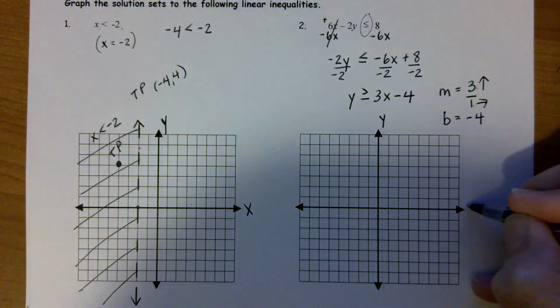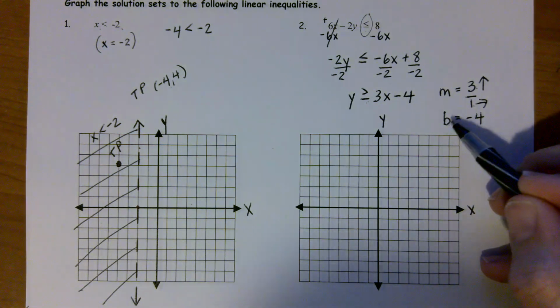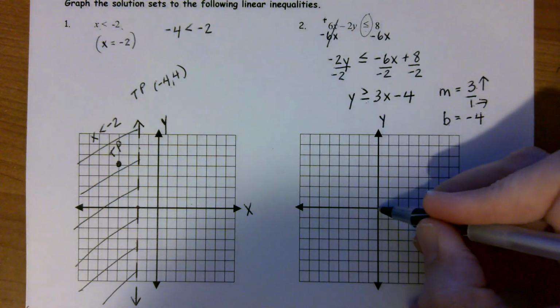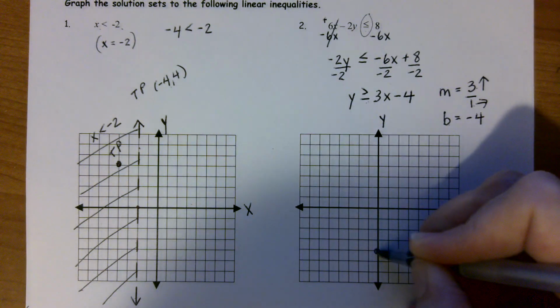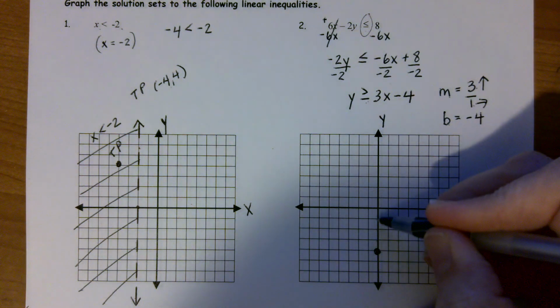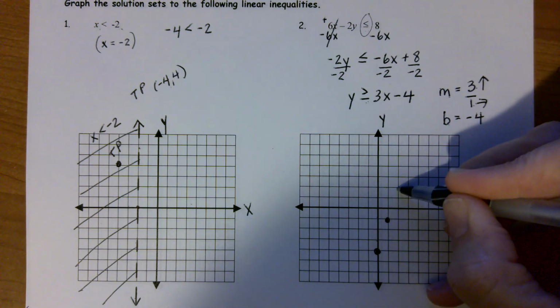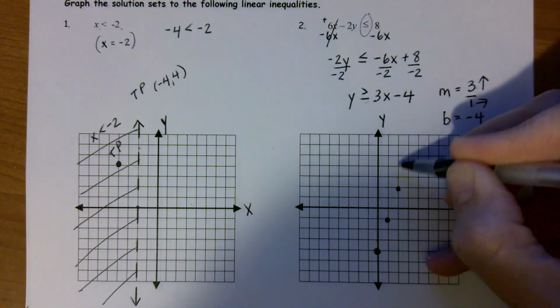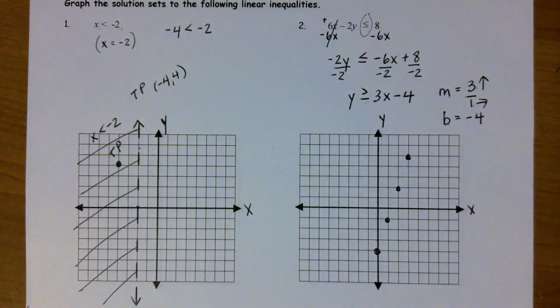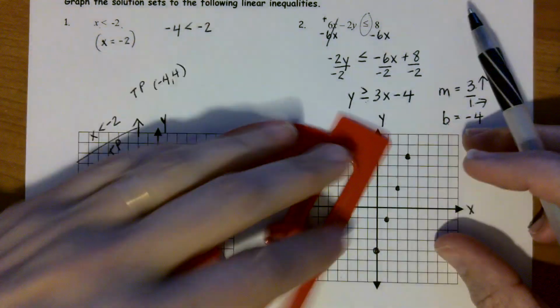I'm going to label that y and x. Remember, the y-intercept shows us where to begin. Our b value shows us where to begin. So that's -4 on the y-axis. Our m value, our slope, shows us how to move. So we're going to move up 3, 1 to the right, put a dot. Repeat that again, moving up 3, 1 to the right, putting a dot. We're going to connect this, and we are allowed to connect it with a solid line because this was greater than or equal to. So we'll do that.